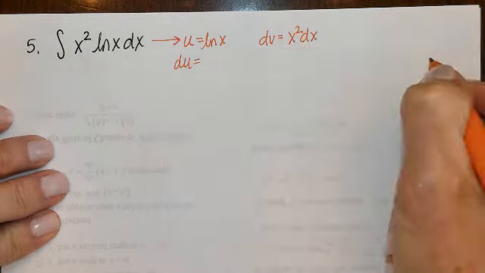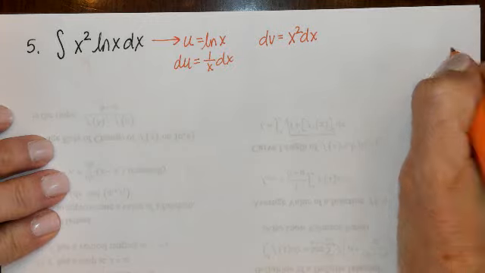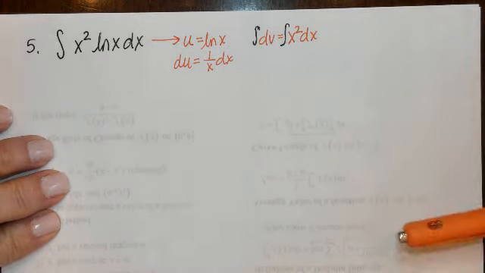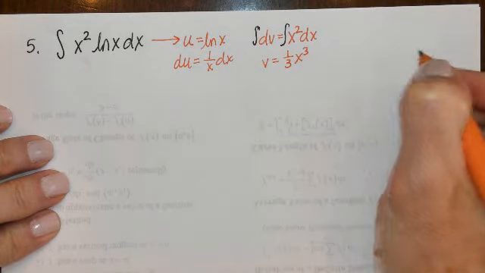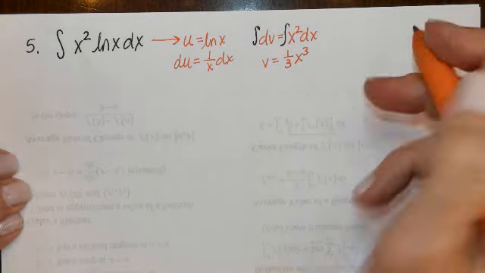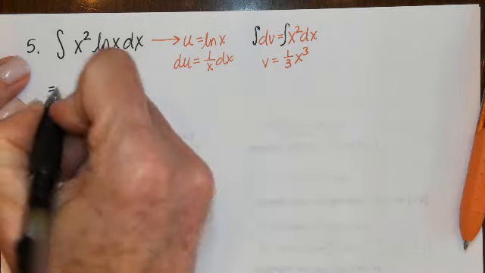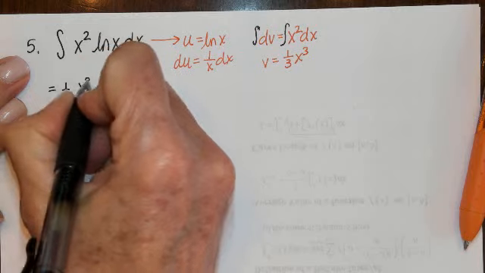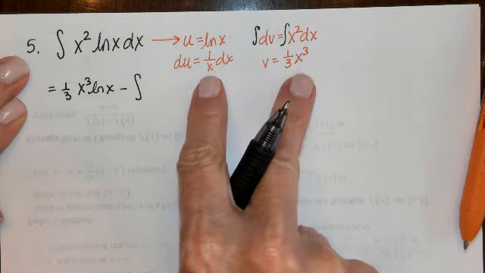What's the derivative of natural log x? 1 over x. That was fine. Over here, what's the antiderivative of x squared? 1/3 x cubed plus c, which we'll add at the end. All right? Okay, so this is going to equal uv minus the integral of v du.